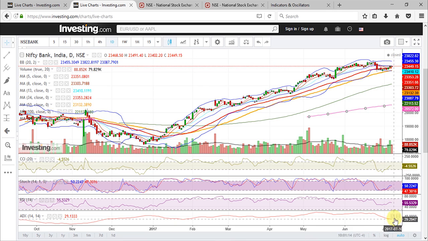The Bollinger Band width is very low, ADX is losing momentum. If there is a break below this 50 DMA, which is presently placed at approximately 23,132, the Bank Nifty can move to 22,114, which is again the 100 DMA. On the upside, if there is a break above this level, there can be a sharp up move if it comes with momentum. This is all about Nifty and Bank Nifty for this week.